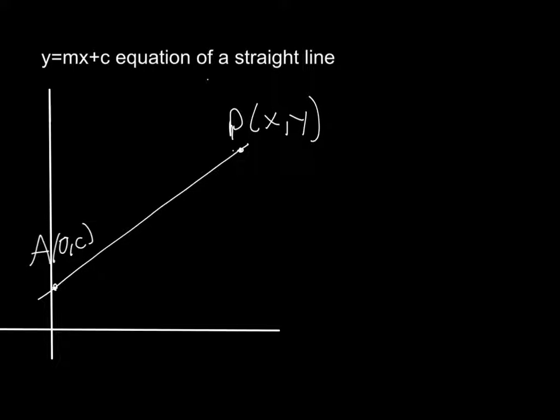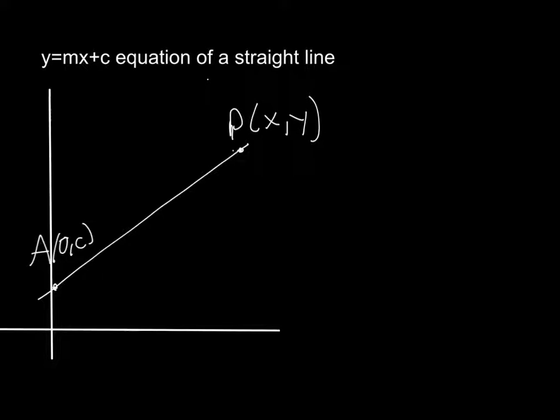Let's look at trying to find the equation of a straight line. In other words, a relationship between y and x. Let's take a straight line that passes through the point A and the point P, as in the diagram.